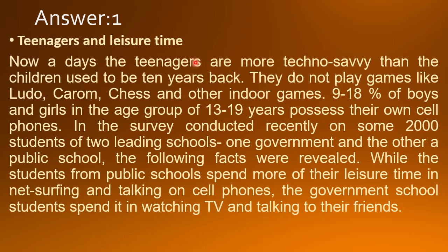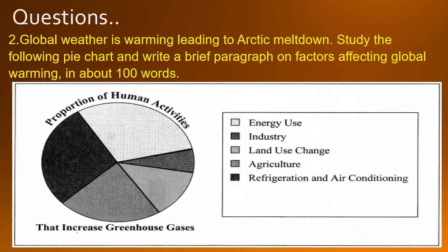So here you can find the introduction, then the survey analyzing the data, and at the end you can find the conclusion in the same paragraph. The public school students are involved in net surfing, whereas the government school students were involved in watching TV and talking with their friends. So this is the answer for the first question. Now we are moving on to the second one.